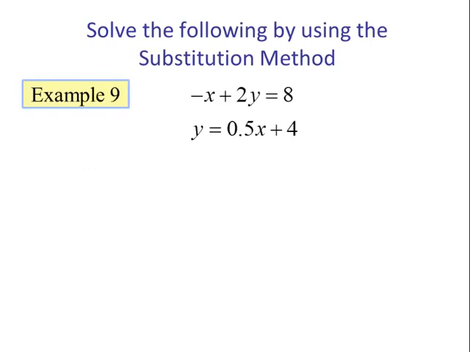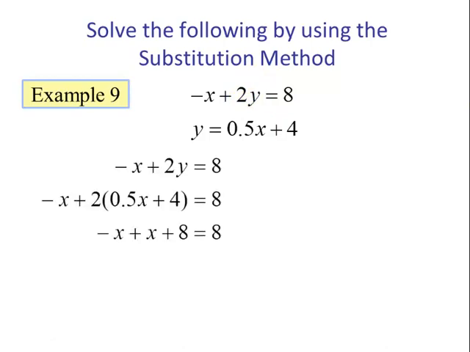Example 9. Solve the system by substitution. Negative x plus 2y equals 8, and y equals 0.5x plus 4. Since the second equation is solved for y, we're going to take this expression, and everywhere we see a y, we're going to substitute it into the first equation. Using the distributive property, 2 times 0.5 is 1. So we have negative x plus x plus 8. That equals 8. Combining like terms, these x's cancel, so we're left with 8 equals 8.